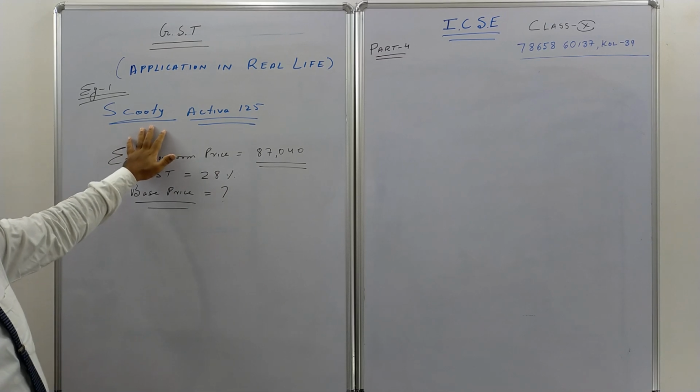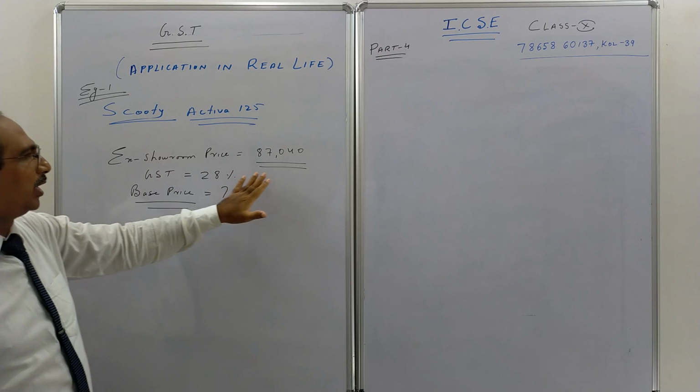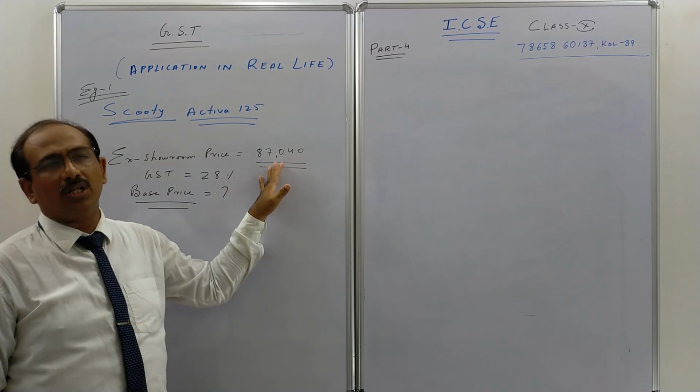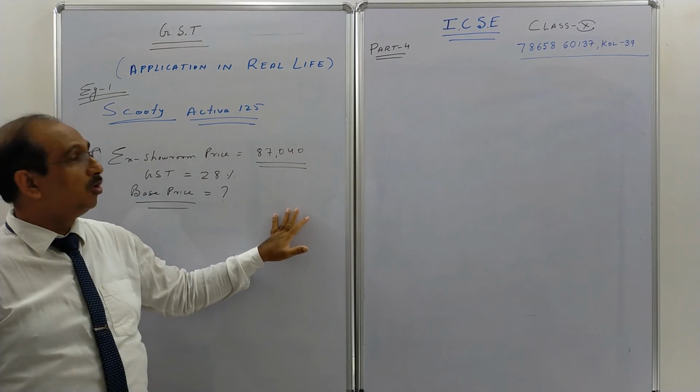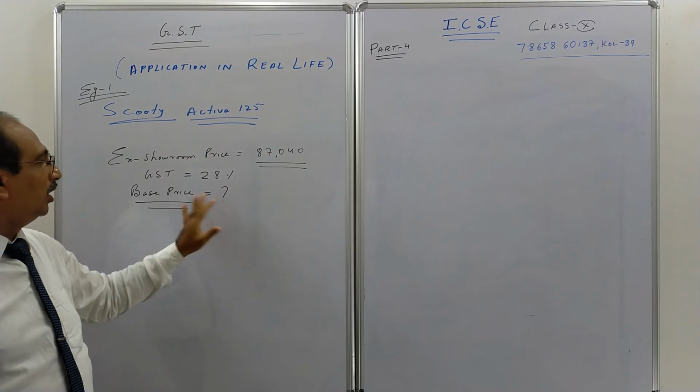A few months back I bought this Activa 125. One example I am telling you: the ex-showroom price they told me in Kolkata is this. Here they don't tell you the base price, and in ICSE we have a question called inverse. So this is the price inclusive of 28% GST. What is the base price?